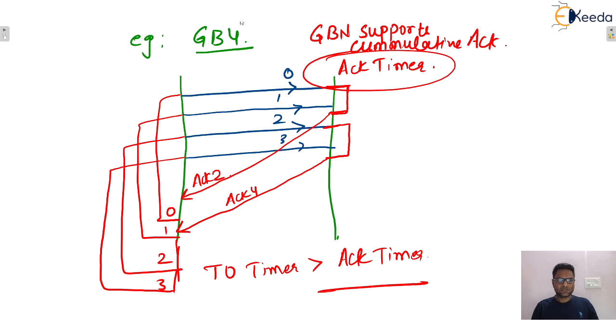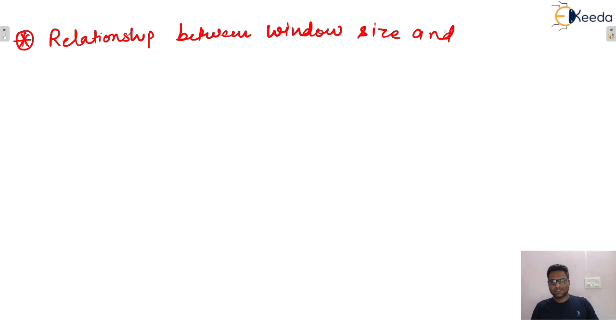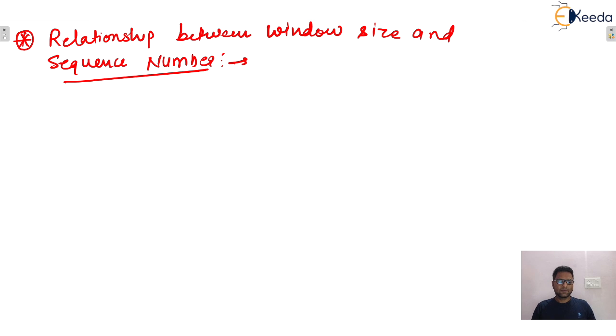The next concept is the relationship between window size and sequence number. This is an important concept, guys. Okay, so I'm taking one example. Let's say GBN 4 is given to you. So the sender window size will be 4. The receiver window size is fixed, that is 1 in Go-Back-N.